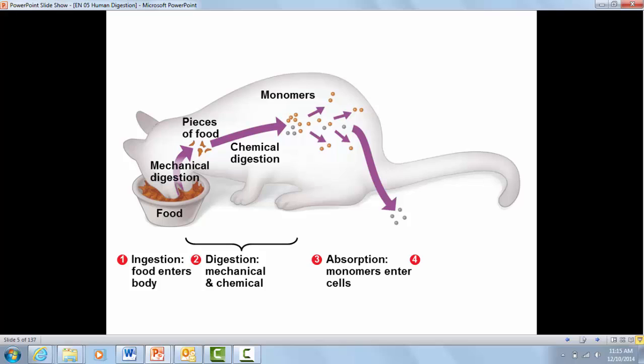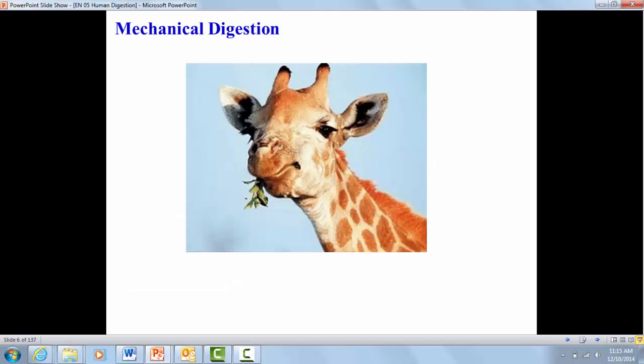Absorption is when those tiny little monomers are actually able to enter the cells. And ultimately, that undigested material will be eliminated through excretion, or pooping.